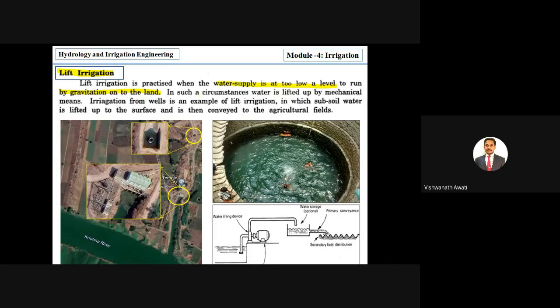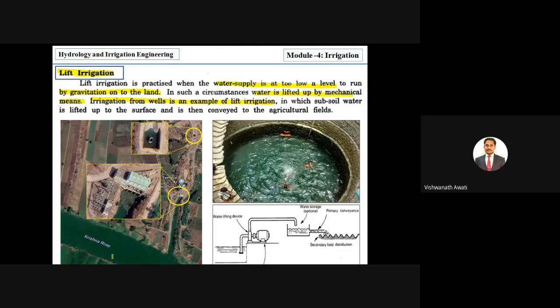In such a circumstance, water is lifted up by mechanical means. So here we are lifting water by the use of mechanical energy, right? Irrigation from wells is an example of lift irrigation, in which subsoil water is lifted up to the surface and is then conveyed to the agriculture field, right?